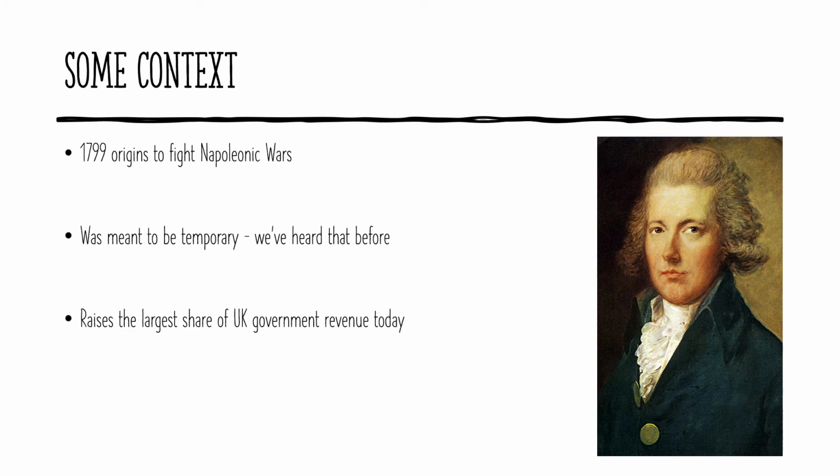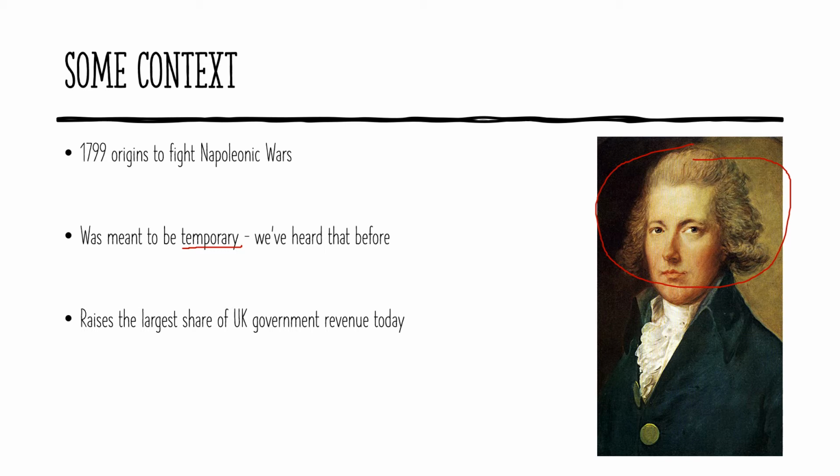So a little bit of context about income tax. It was brought in in 1799 by this fine, outstanding gentleman, William Pitt the Younger. The reason it was brought in was to fight the Napoleonic Wars. So it was meant to be brought in just for the purposes of fighting that war, which means it was meant to be, ironically, a temporary tax. It wasn't meant to be around for very long, just as long as the wars went on and the cost of the recovery afterwards.